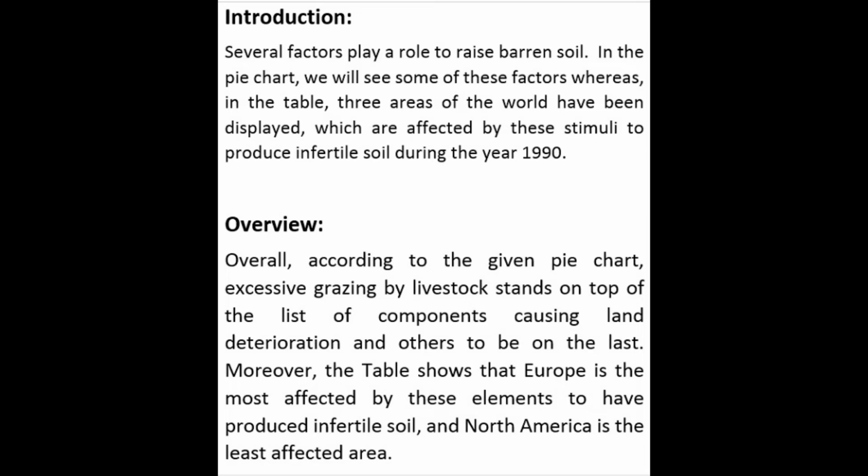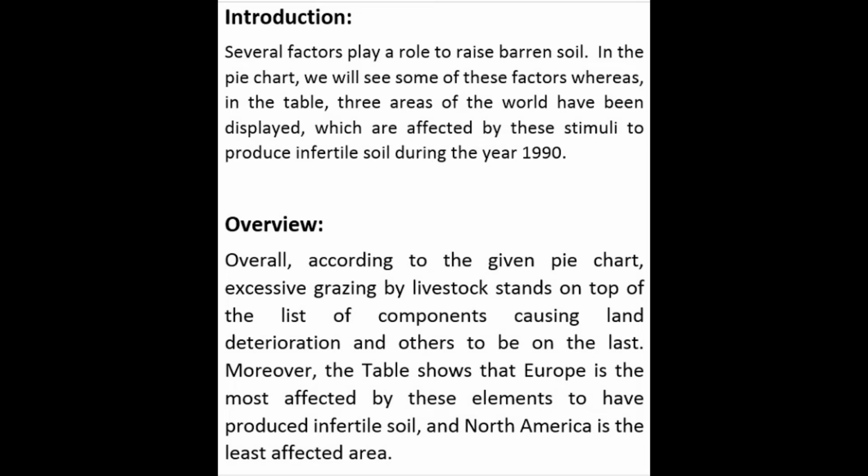So grammar is also okay. Next one is our overview paragraph. I'm going to read this. Overall, according to the given pie chart, excessive grazing by livestock stands on top of the list of components causing land deterioration, and others to be on the last.